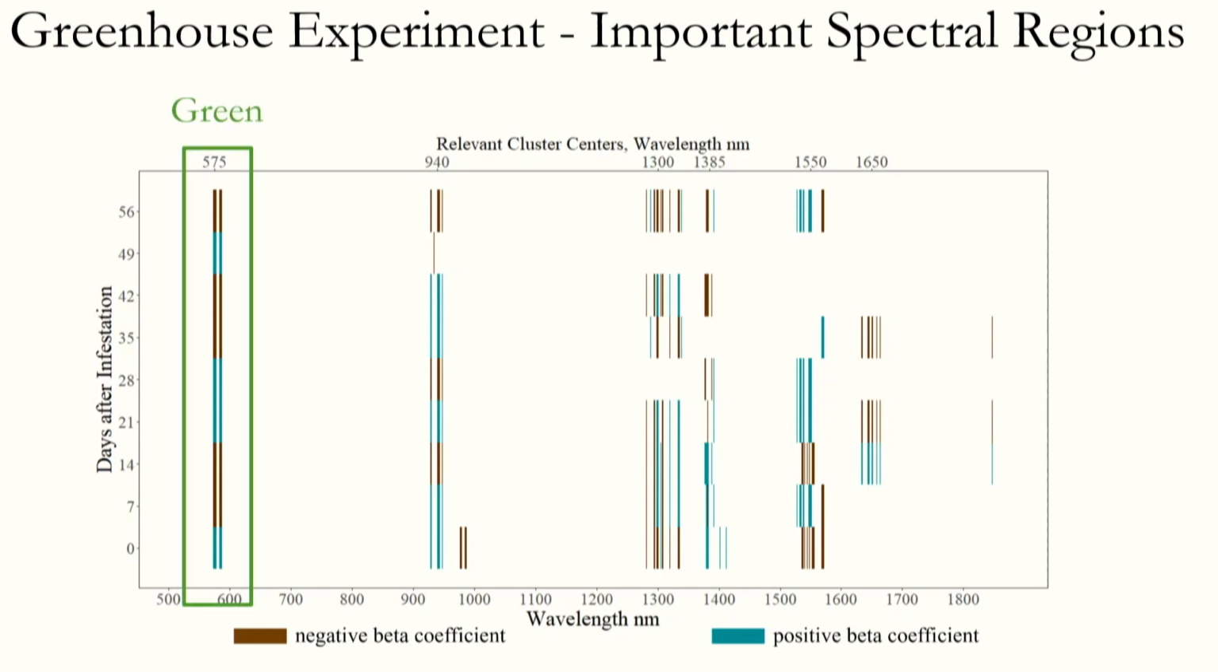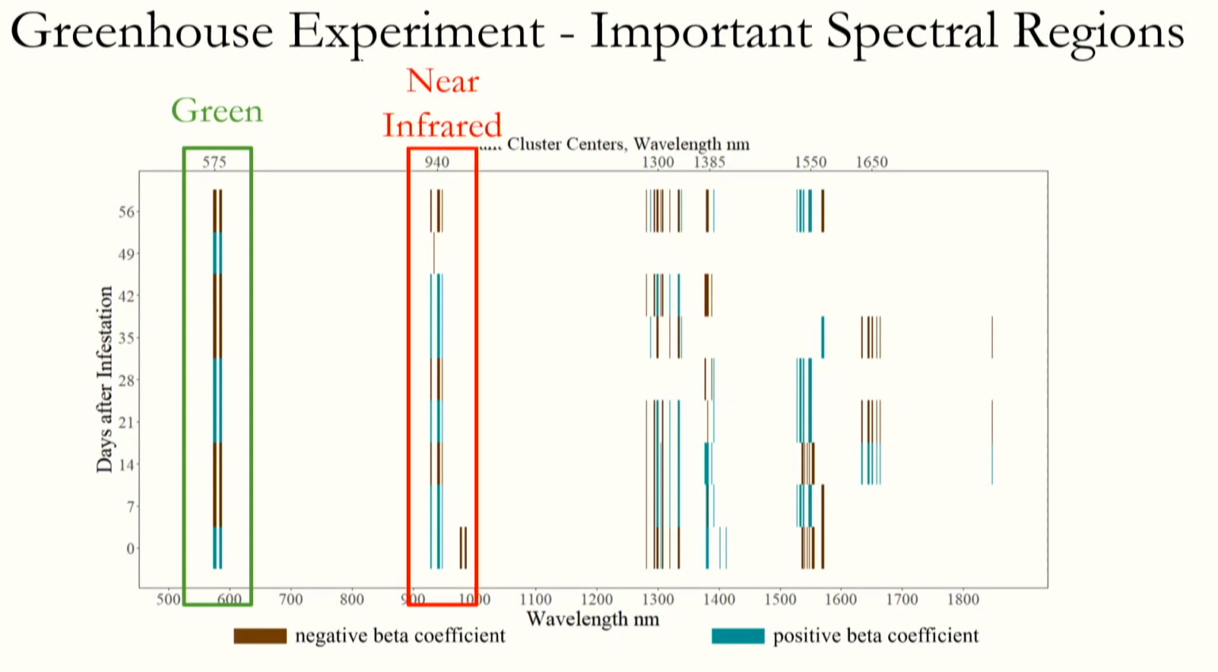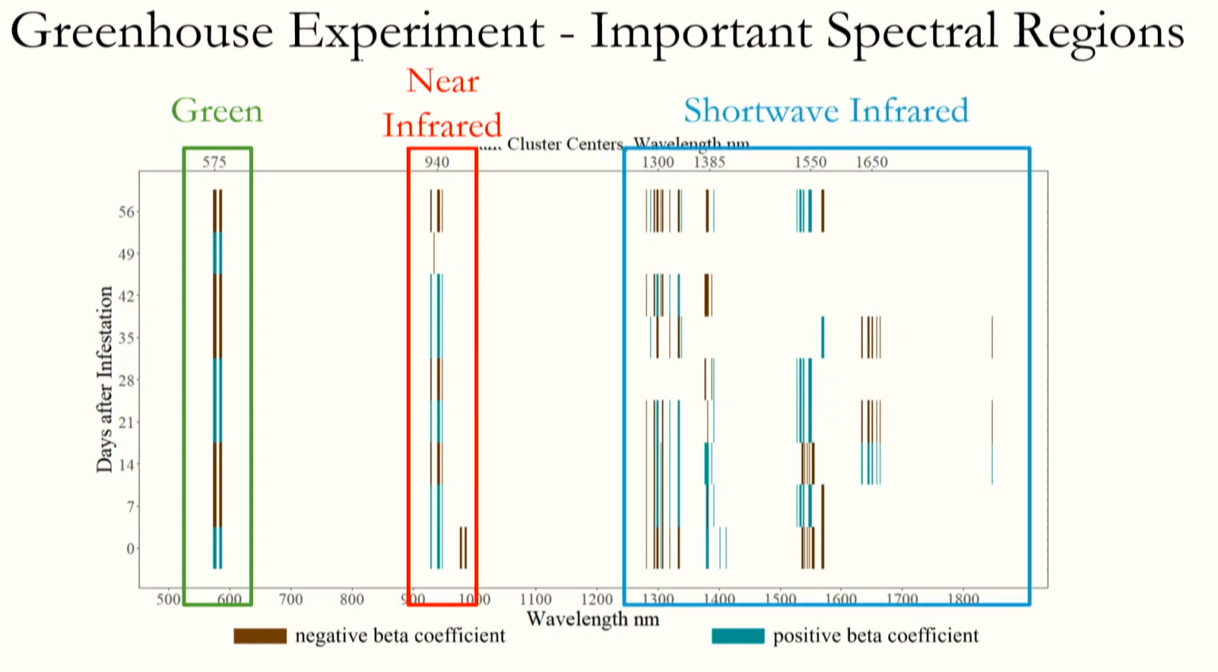And we noticed that there's a cluster in that green light that is chosen for all time points in the experiment. We noticed the same pattern going on in the near infrared. And then interestingly, in that shortwave infrared, this is where most of our wavelengths were chosen, and we have this kind of diffuse pattern.